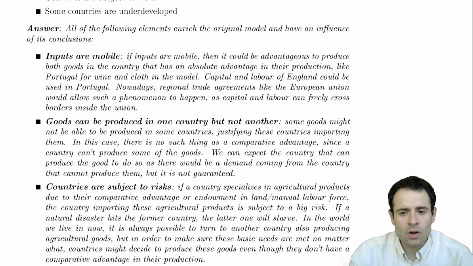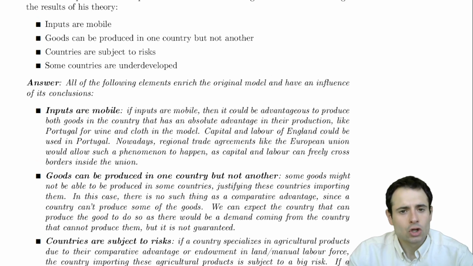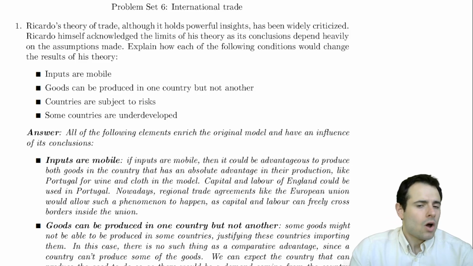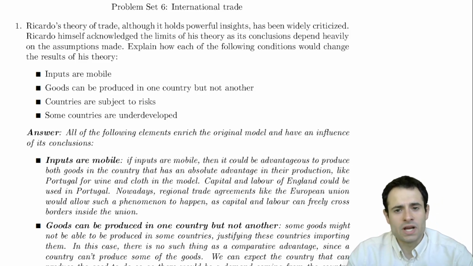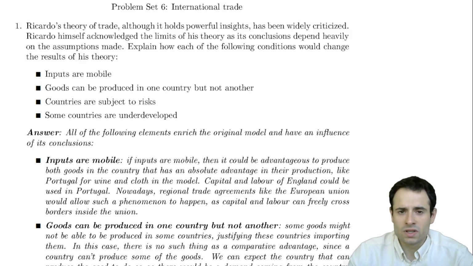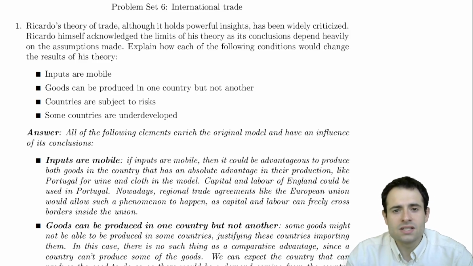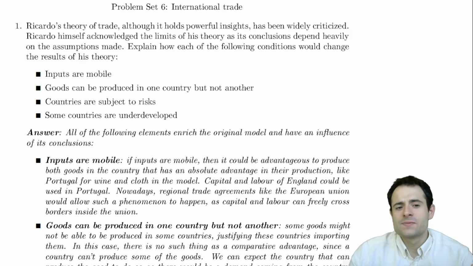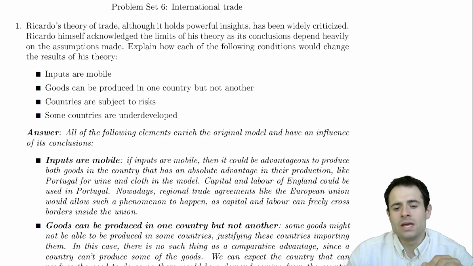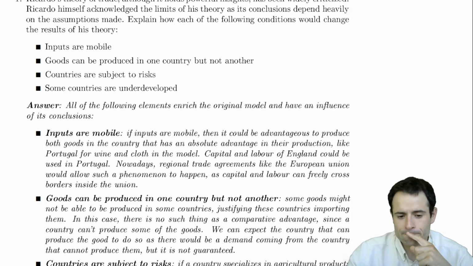Now, something that Ricardo did not talk about in his theory is the notion of risk. Countries, like individuals, are subject to risks. That could be natural disasters, financial crises, economic crisis of any sort, wars, and so on and so forth. Once you include risk in this theory, then specializing in the production of some goods might not necessarily be the most efficient choice.